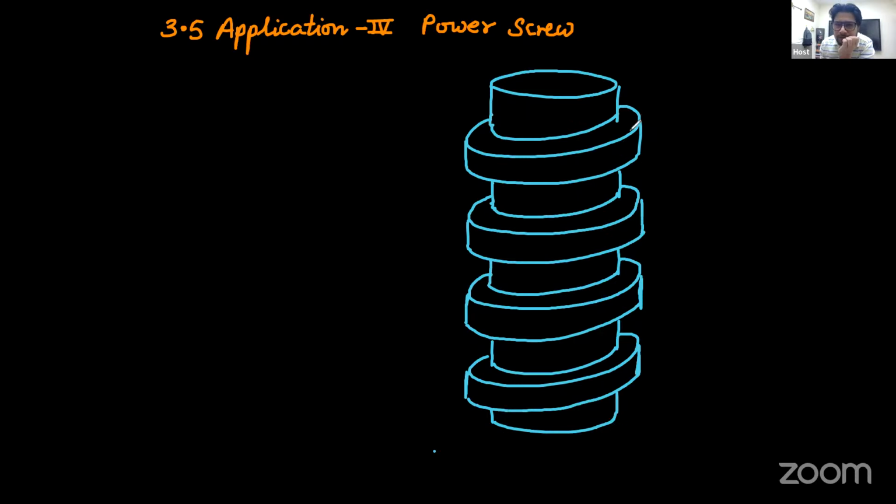Now let us understand that these are the external threads of the power screw, and these external threads are fitted into the internal threads of some kind of a frame. So there may be a frame like this.